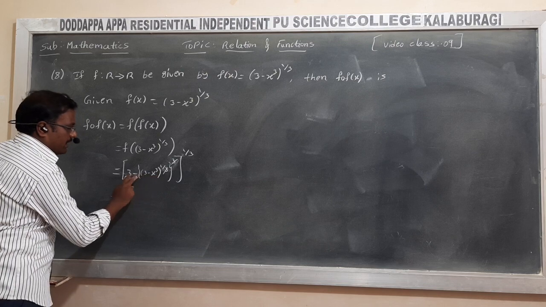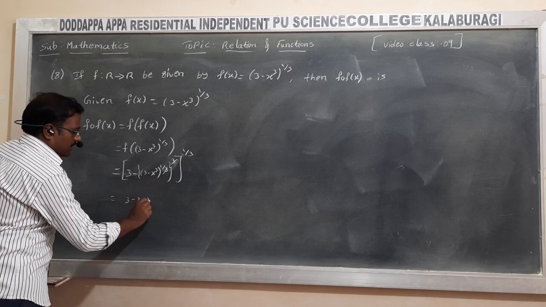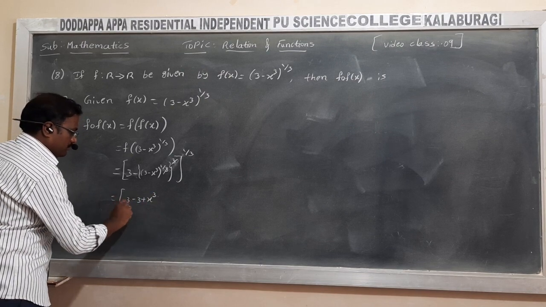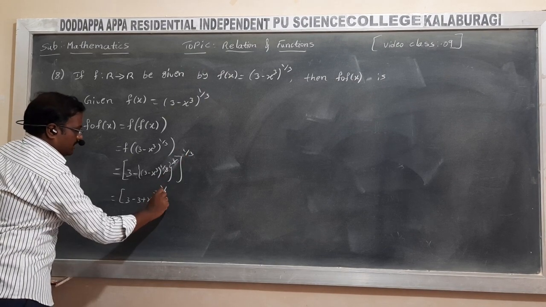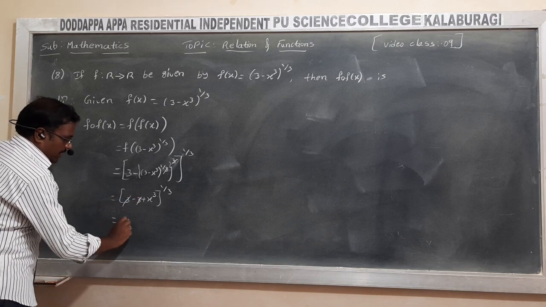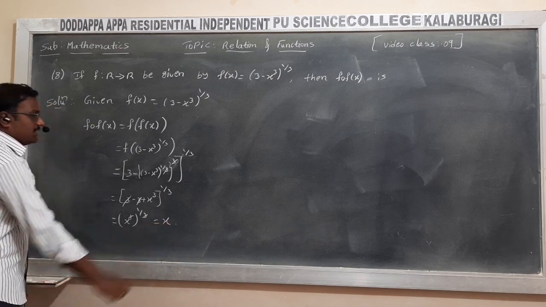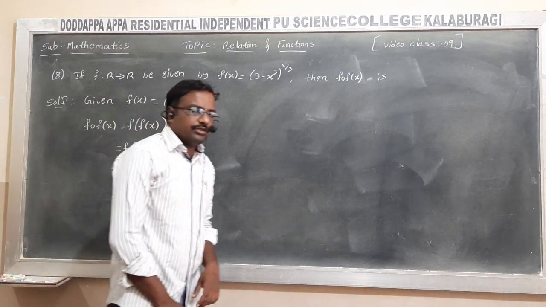If you remove the bracket, plus into minus is minus 3, minus into minus is plus x cube, power 1 by 3 as it is. So we get x cube power 1 by 3. 3 cancel. We get the answer, x. Okay.